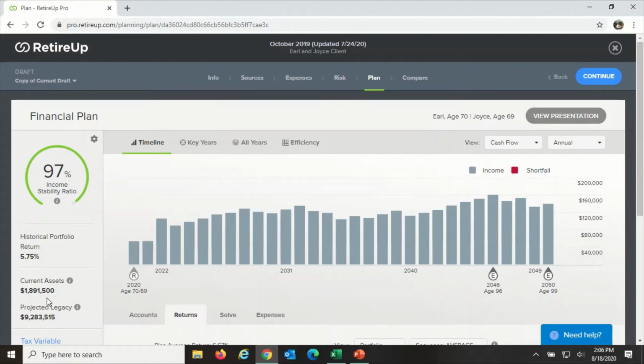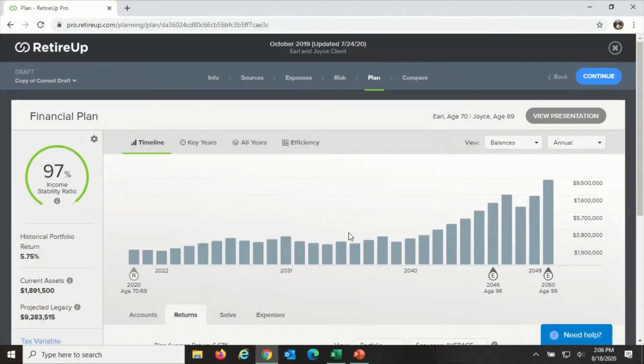Current assets are almost $1.9 million, and this is showing a projected legacy over time of those assets growing to about $9.2 million. Again, that is a factor of their income being a lot more than their expenses, and they do not need to draw from their investments in order to cover their day-to-day living expenses, allowing their assets to grow over time. So when we look at the client's balances, we can see how their assets grow over time as the years go by. And assuming that one client lives to 96, another to 99, that shows where the projected legacy is close to $9 million.